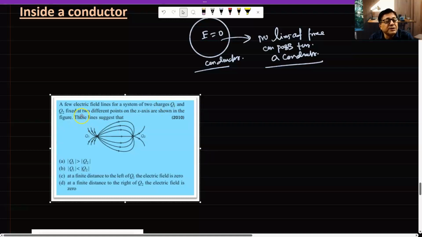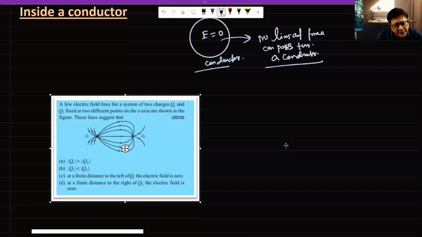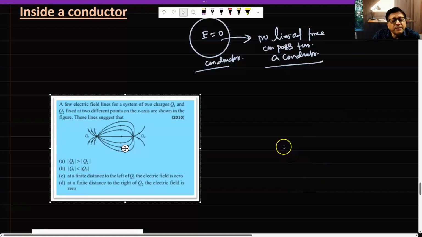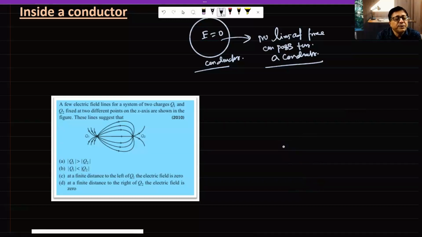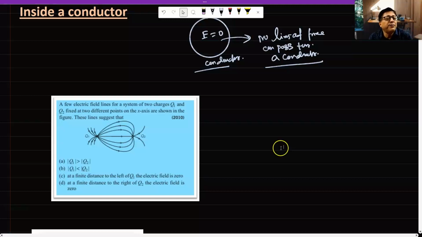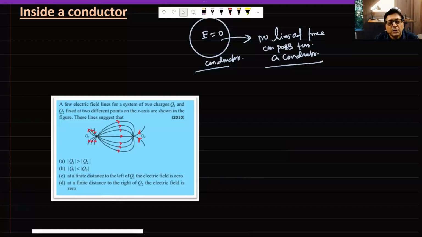a system of 2 charges fixed at 2 different points. These lines suggest that mod Q1 is greater than mod Q2, all these things. This we can easily solve because we have seen this kind of problem before. From this Q1, how many lines of force are coming out and how many are entering Q2, that we need to find. Okay. So it is quite obvious that Q2 is negative here and Q1 is positive.